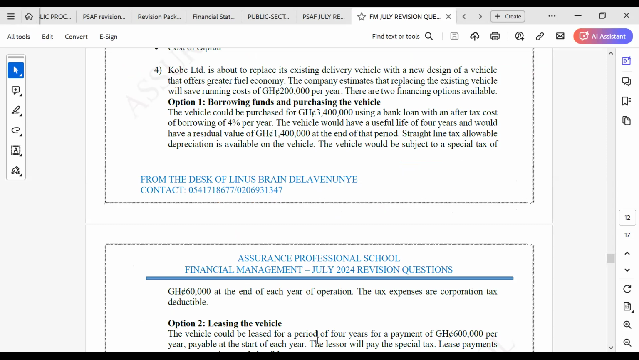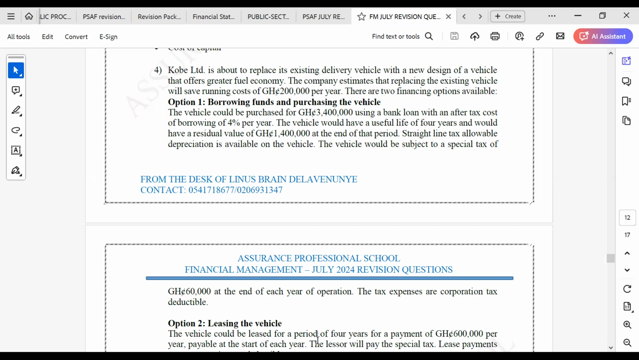So the company estimates that replacing the existing vehicle will save running cost of 20,000 per year. So it means that we have a vehicle now that we are using, but we don't want to use it again. So if we don't want to use it again, we can buy a new one to replace it, or we can go and lease to use it.